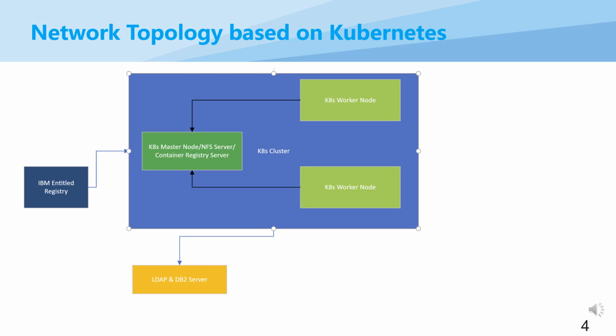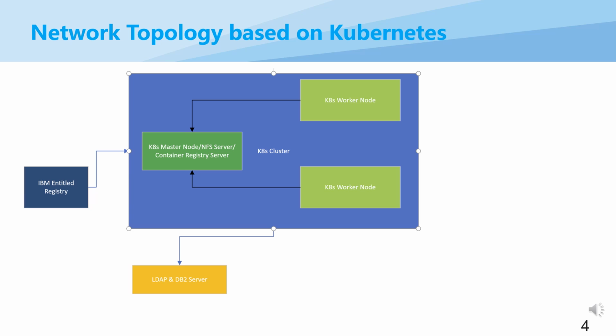Okay, here's the overview of FileNet container install based on Kubernetes, where you can see in my lab environment, I have one master node, and this master node also serves as an NFS server and a container registry server. Also, I have two worker nodes, and we perform the online install of FileNet container.